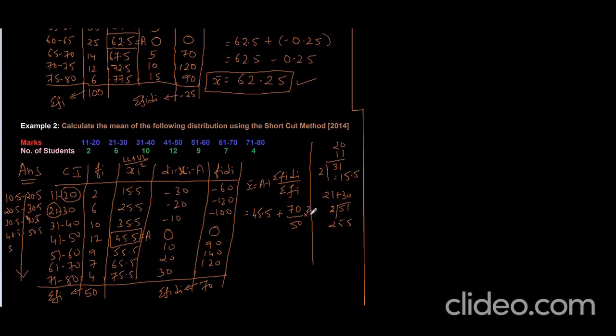In order to make it decimal form, I am going to multiply numerator and denominator by 2. So what will I get? I will get 45.5 plus 140 upon 100. So that is going to fetch me 45.5 plus 1.40. Now if I add, I will get my x bar. So x bar is equal to 46.90. That is my answer.